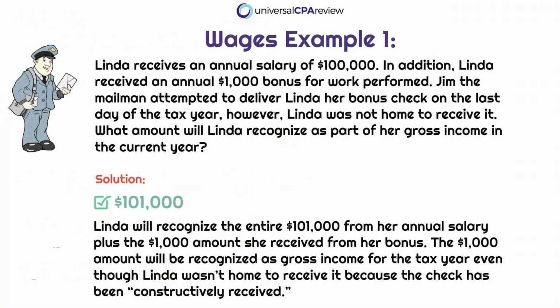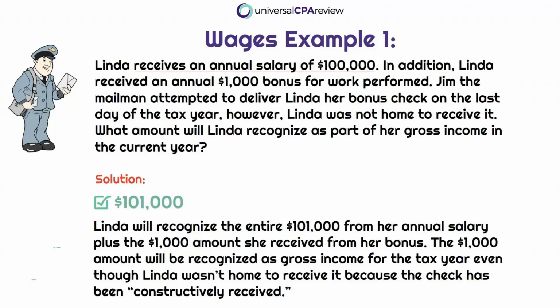Let's stop right there and go through a quick example. Linda receives an annual salary of $100,000. In addition, Linda received an annual $1,000 bonus for work performed. Jim the mailman attempted to deliver Linda her bonus check on the last day of the tax year. However, Linda wasn't home to receive it. So what amount is she going to recognize as part of her gross income in the current year?